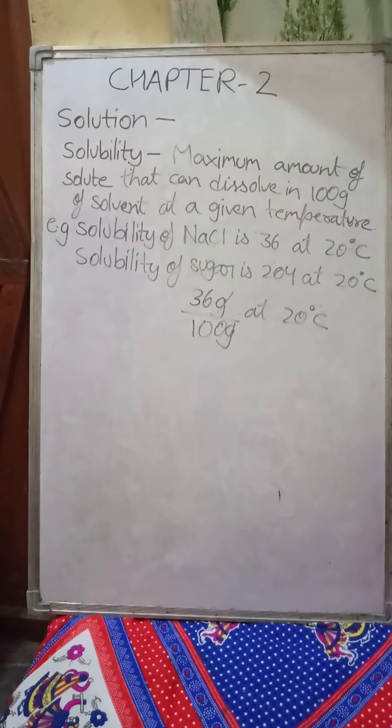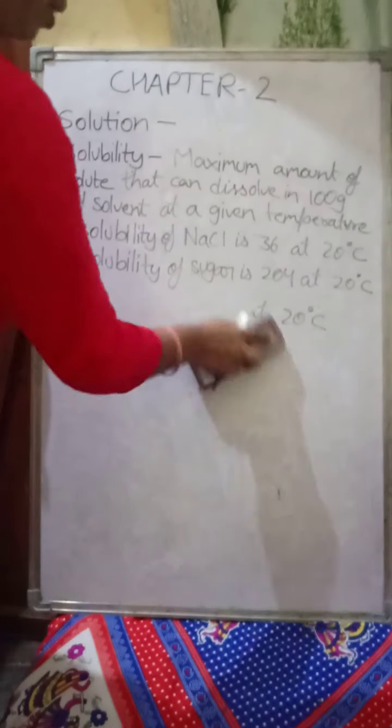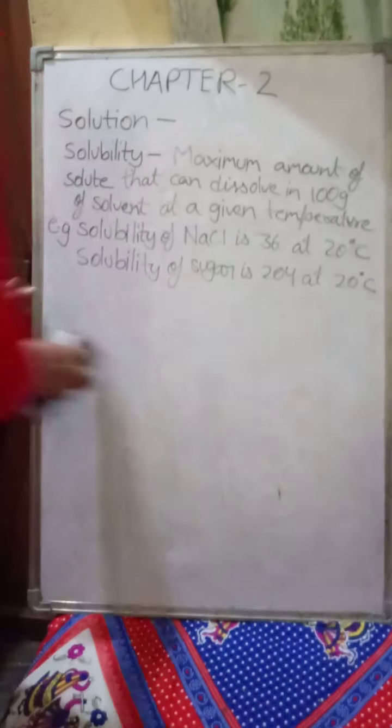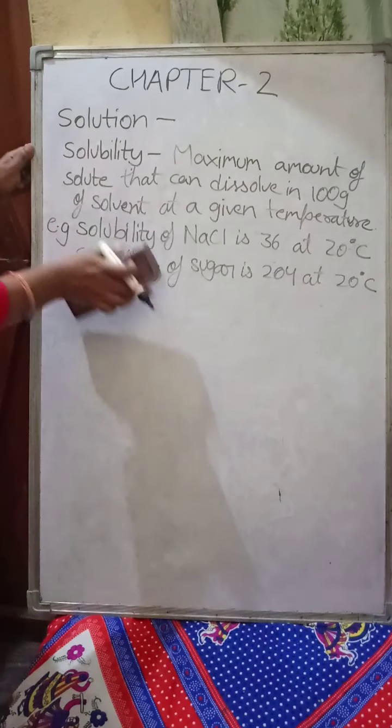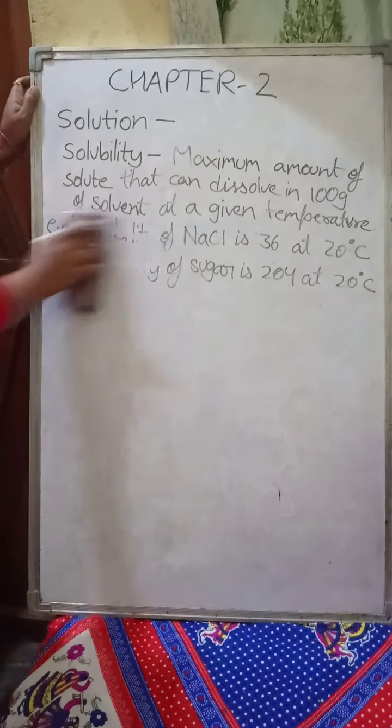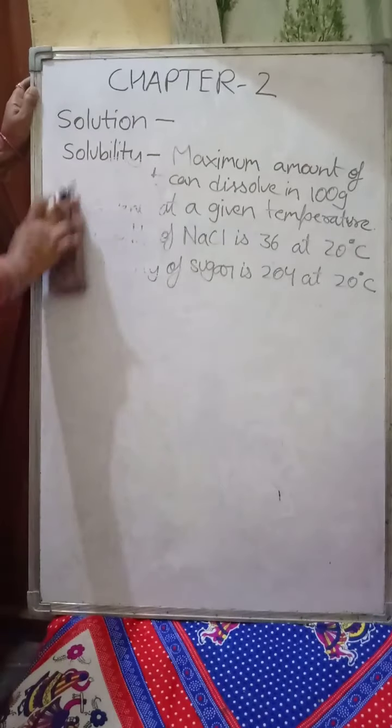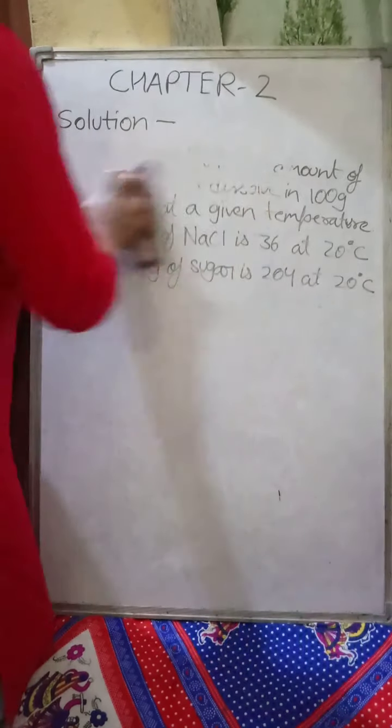Similarly, the solubility of sugar is 204 gram, means 204 gram of sugar is soluble in 100 gram of water at 20 degree Celsius. Now next we will see the effect of temperature and pressure on solubility. We have written the definition of solubility and example. Next we will see the effect of temperature and pressure on solubility.